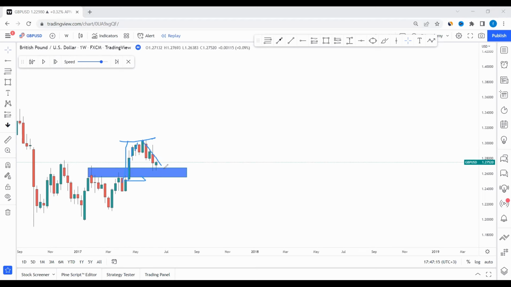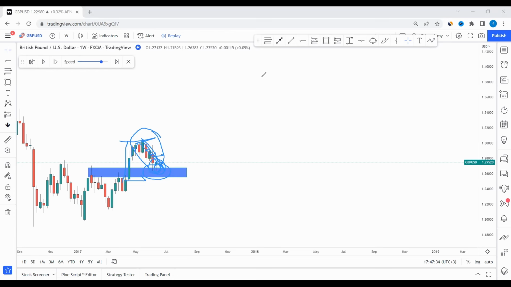But look at the candles that are coming to retest here: 1, 2, 3, 4, 5 candles. It means that this is a very weak movement back to this area that the market had crossed. So this is fulfilling rule number 2. We need a weak retest when the price is coming back to the broken level.